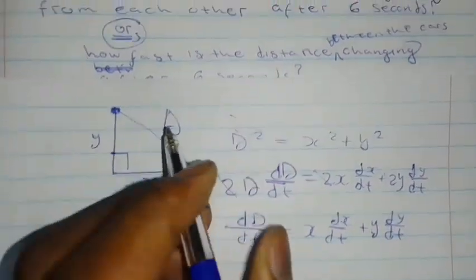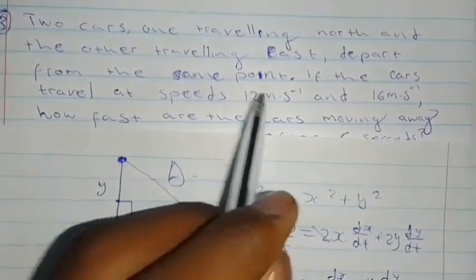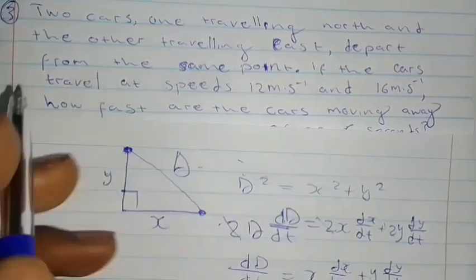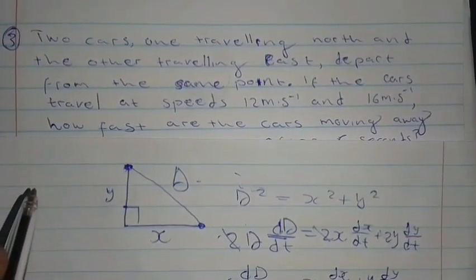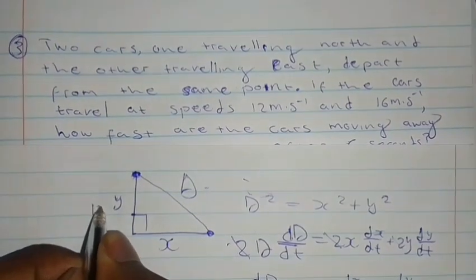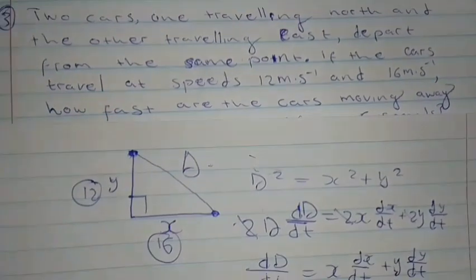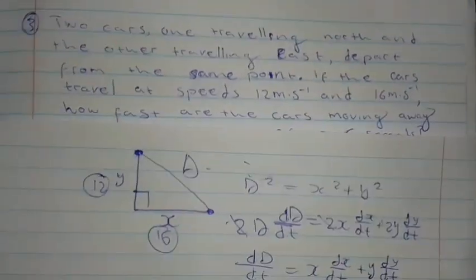Now, okay, let's go back to the question here. The speeds of the cars are provided, 12 and 16. So I'll have 12 for this one and I'll have 16 for this one, or you can choose the other way around. It was not really specified in this question.